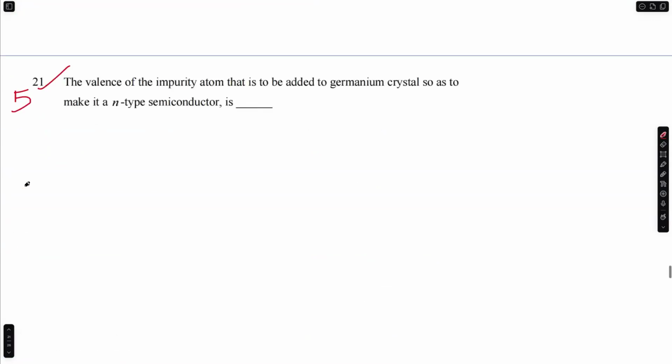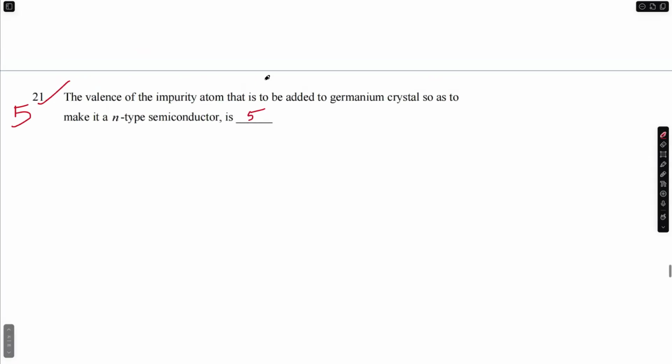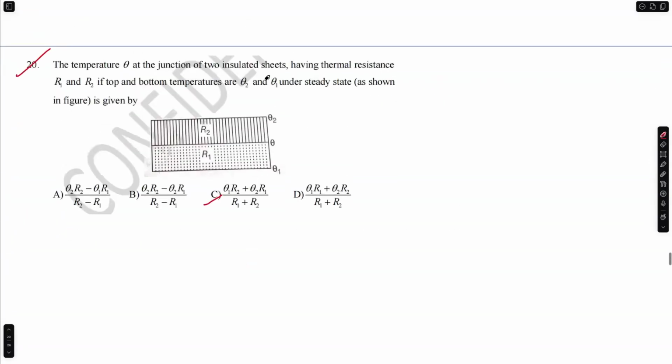My first question: the valency of the impurity atom that is to be added to the germanium array for N-type. P-type is trivalent, N-type is pentavalent. So 5. First question, clean hit. That adds some positivity.